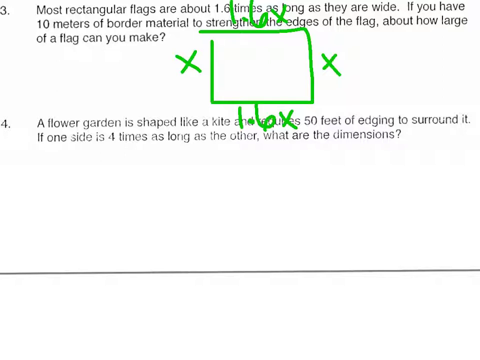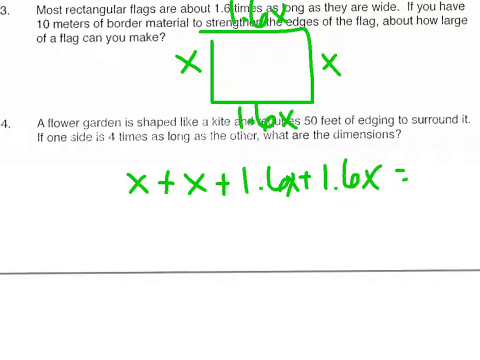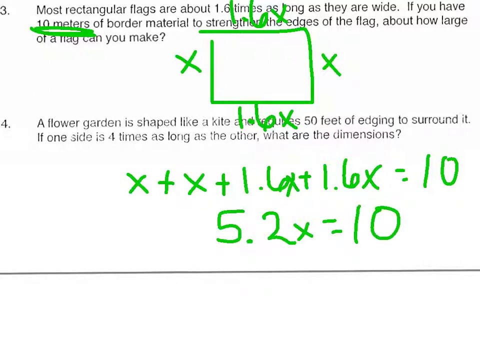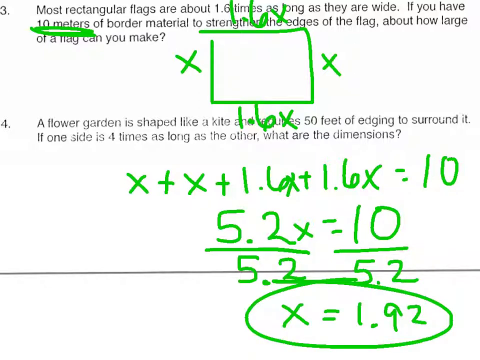So what am I going to do? I'm going to say, hey, x plus 1.6x, whoops, forgot my x, plus another 1.6x equals 10. And because it says I have 10 meters of border material. Okay, so x plus 1.6x plus 1.6x add up to 5.2x equals 10. That'd be something like 2. No, it'd be 1 something. Divide by 5.2 equals 1.92.